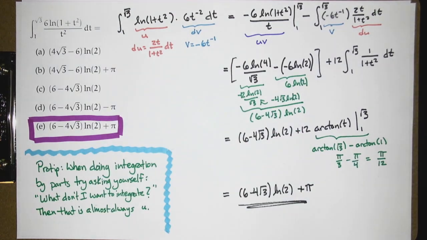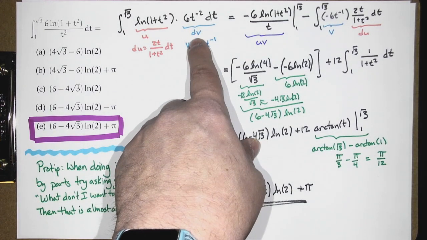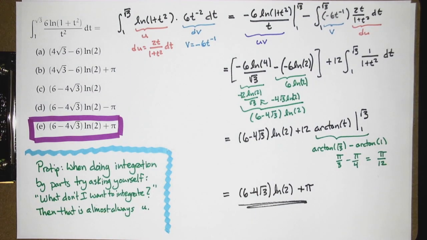Well, we need to figure out what the du is. Take a derivative of log. Derivatives of logs are pretty straightforward. You have a fraction. Whatever's inside the log goes downstairs. The 1 plus t squared is in your denominator. The derivative of that goes upstairs. Derivative of 1 plus t squared is 2t. So then it must be that whatever's left over, which is 6t to the negative 2 dt, that's your dv. And we can integrate that, negative 6t to the negative 1. And t to the negative 1 means divide by t.